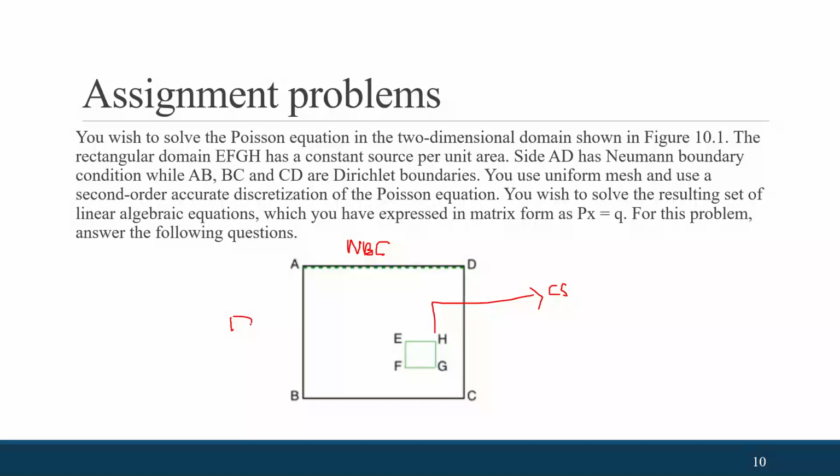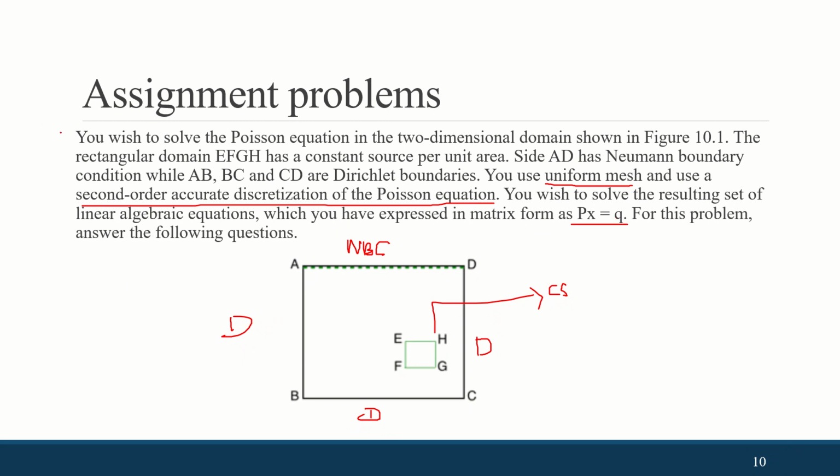So this one is Dirichlet. Again this one is Dirichlet boundary condition. Again this one is Dirichlet boundary condition. You use a uniform mesh and use a second order accurate discretization of the Poisson equation. You wish to solve the resulting set of linear algebraic equations which you have expressed in matrix form as Px is equal to Q. For this problem, answer the following questions.